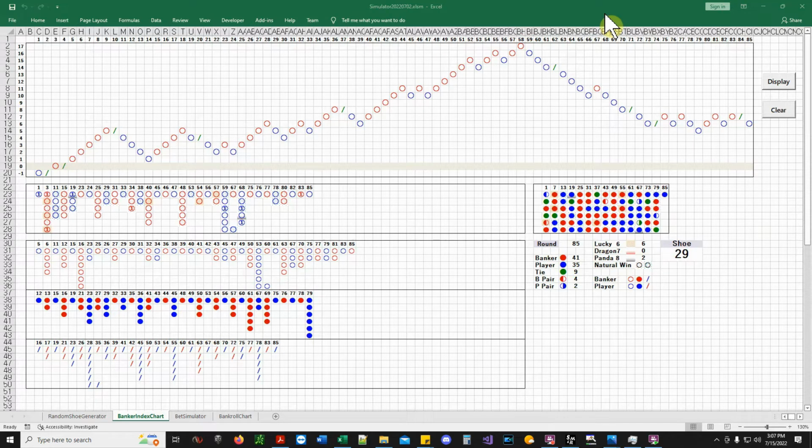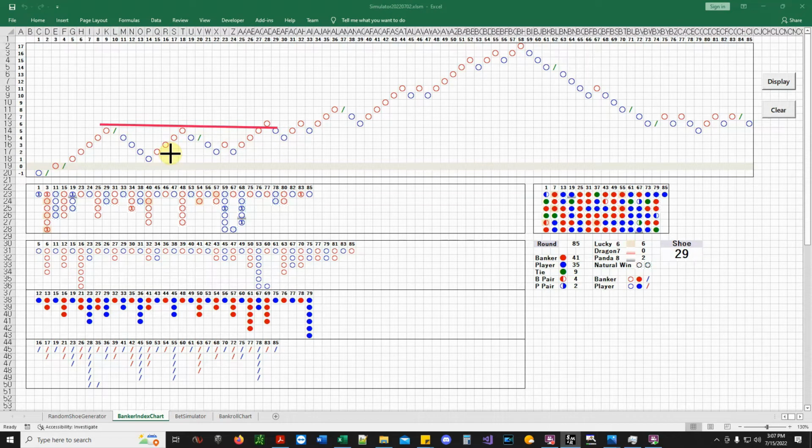A trend. This is an uptrending shoe right here. It's a banker favorite shoe. This right here at +5, banker hit, turned around, banker hit, turned around. Banker went one above and then turned around again. This is what you call resistance.